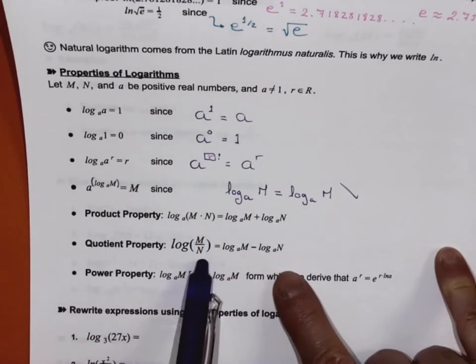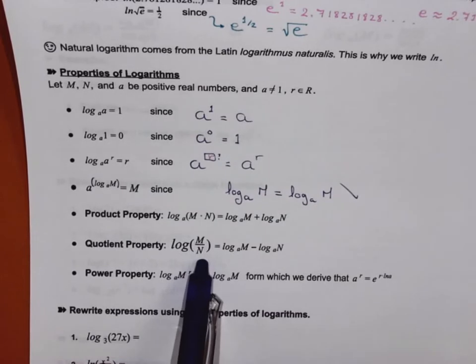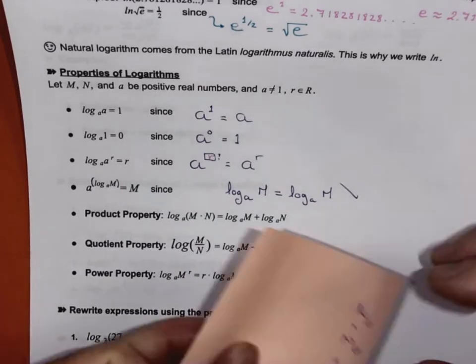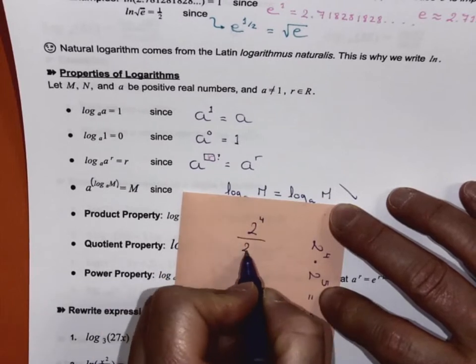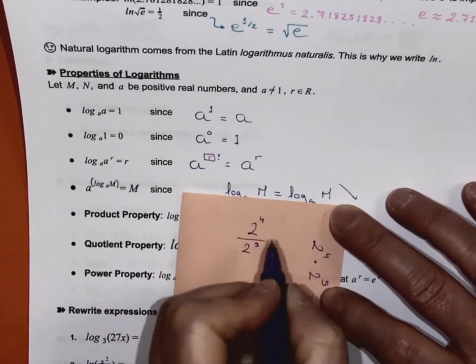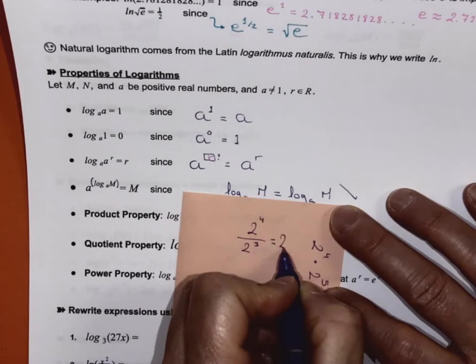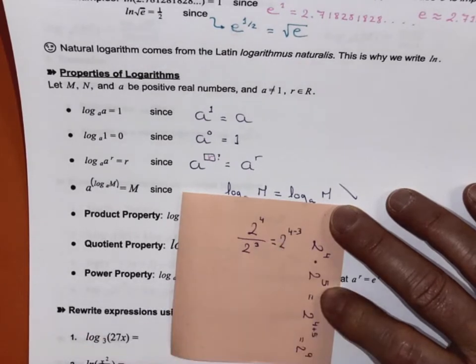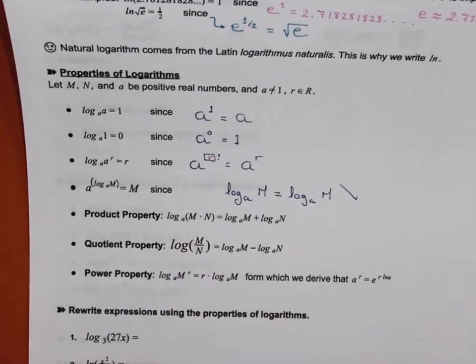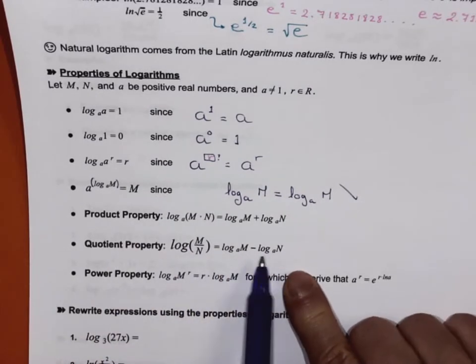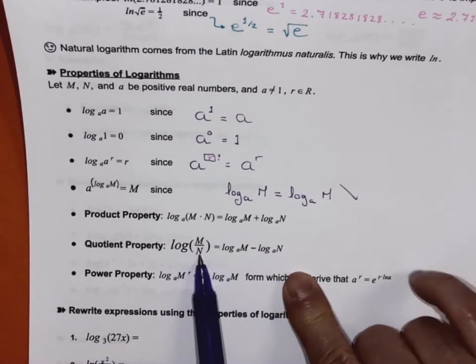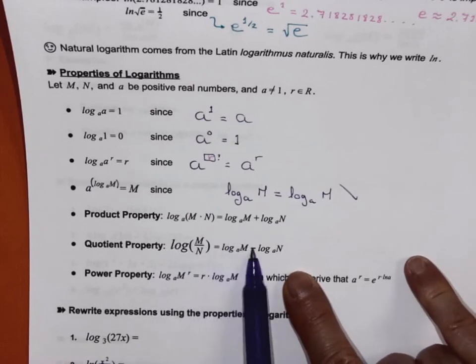Because when we divide, so if I would divide 2 to the 4th divided by 2 to the 3rd, for example, if I divide the same bases, I would just say I'm going to subtract their exponents, right? And so that's what we're doing here. Since logs are exponents, we're dividing two things, and therefore we just take their exponents and we subtract them.